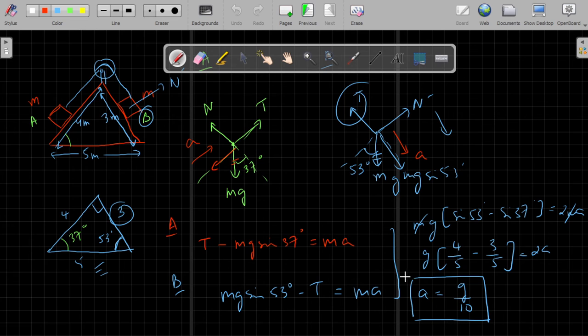So I hope this one is clear, how we derived the equation. We simply chose the direction x. We wrote the forces in x direction, which are tension and the component of mg in x direction, which is opposite in x direction. That's why it's ma. And similarly for b, we wrote mg sin 53 degree. Here this direction was chosen as positive, as our acceleration is in this direction, and then we wrote the whole equation. So this is how we do these kinds of questions.